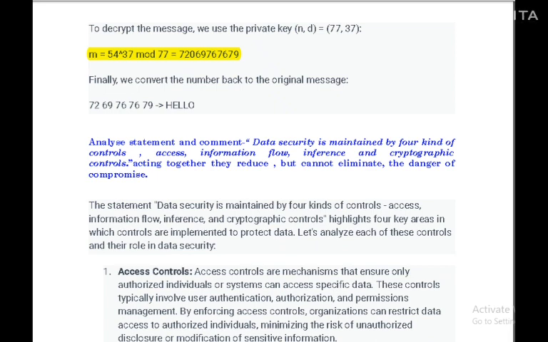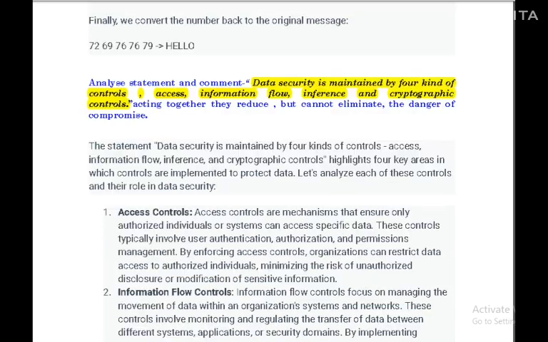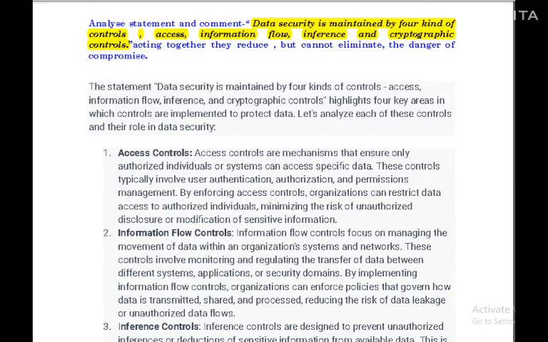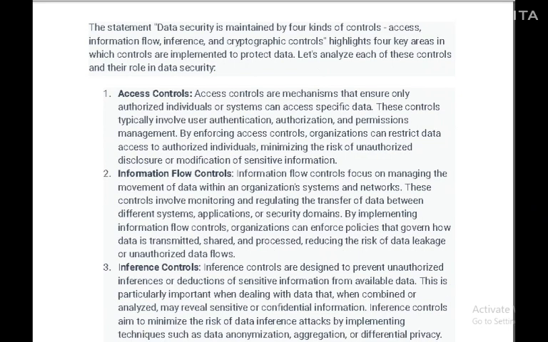So in the next question, there is a statement given that data security is maintained by four kinds of controls: access, flow, inference, and cryptographic controls. And they have asked that acting together they reduce but not eliminate the danger of compromises. We have to provide a comment on this statement. So let us first see what these four access mechanisms are.